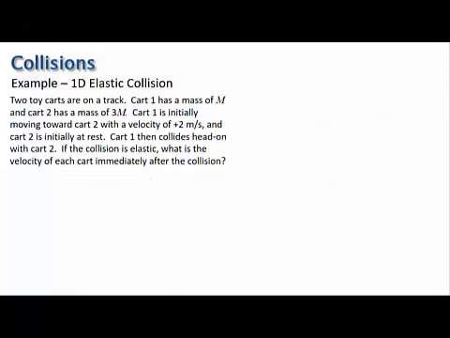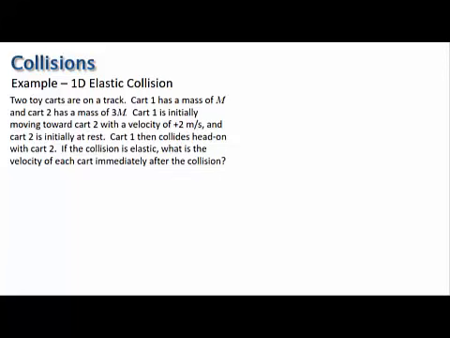Two toy carts are on a track. Cart 1 has a mass of m, and cart 2 has a mass of 3m. Cart 1 is initially moving toward cart 2 with a velocity of positive 2 meters per second, and cart 2 is initially at rest. Cart 1 then collides head-on with cart 2. If the collision is elastic, what is the velocity of each cart immediately after the collision?